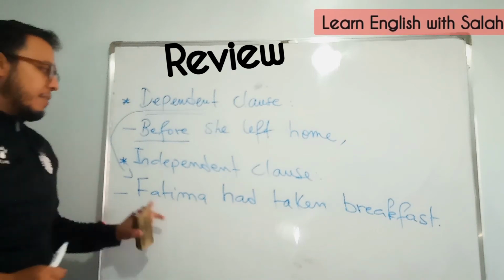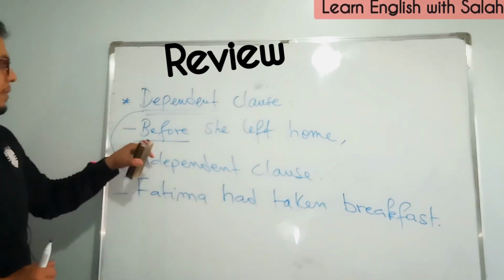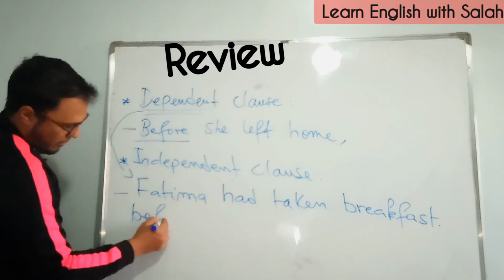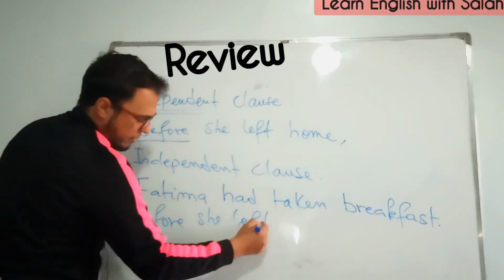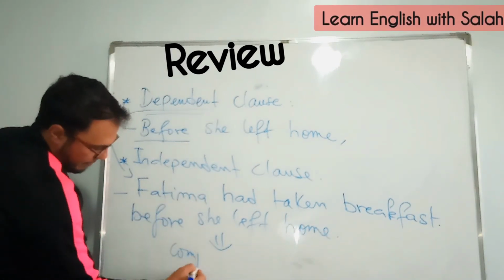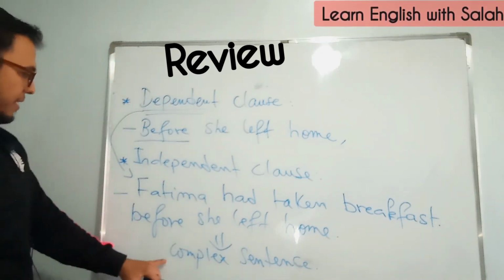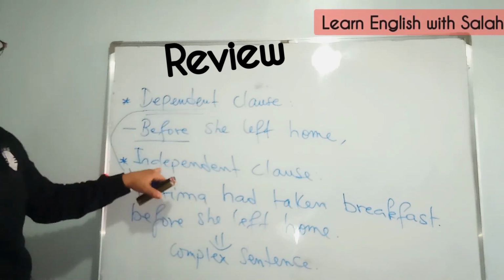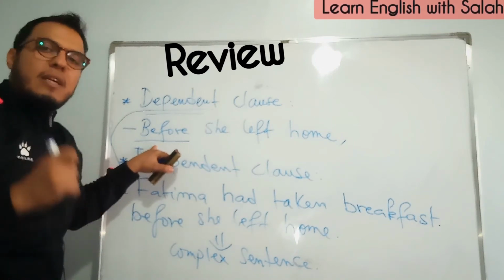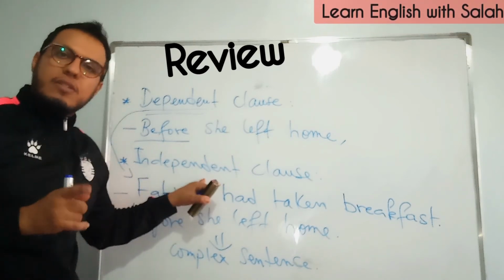The second one says, Fatima had taken breakfast. Fatima had taken breakfast before she left home. This is the full sentence. And here we have a complex sentence. Okay? This is a complex sentence because it contains a dependent and an independent clause. The dependent clause always starts with a subordinate conjunction. That is why it doesn't give the full meaning of the clause. It needs what? It needs an independent clause to finish the meaning.